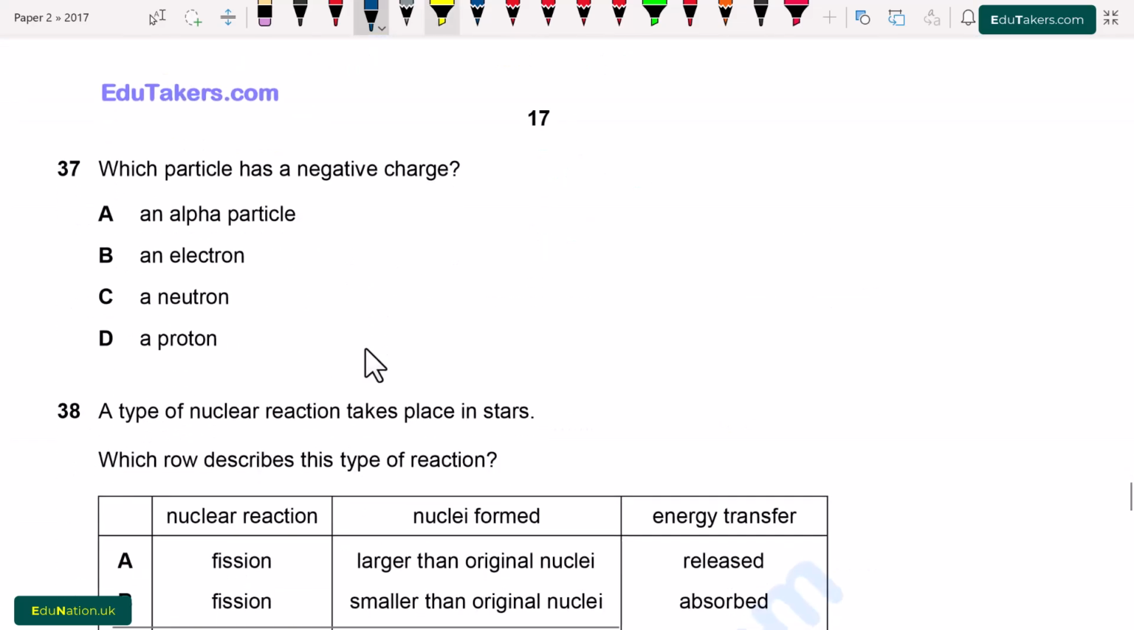Question number 37. Which particle has a negative charge? Option A, alpha particle. B, electron. C, a neutron. D, a proton. So alpha particle has positive charge, while electron is negative charge. Neutron is neutral, it doesn't have any charge, while the proton is also +1 charge. It means that option B is correct.